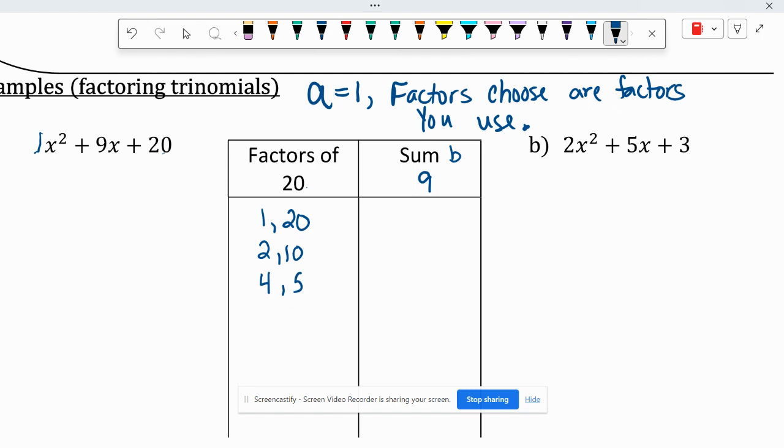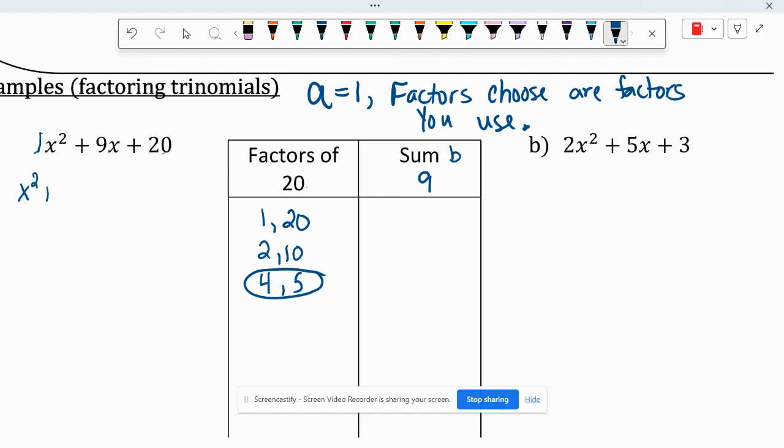How about 4 and 5? Okay, so 1 and 20 don't add up to 9. 2 and 10 don't add up to 9, but 4 and 5 do. So these are the factors that I want. So the method up top says that you just take those two factors and you break it up, right?